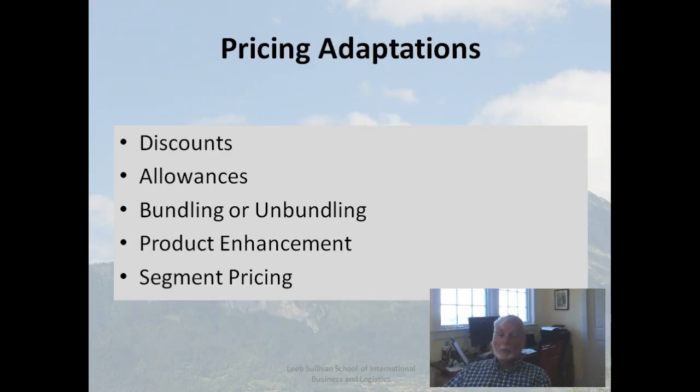And then ways that we adapt for pricing, we can do lots of different kinds of pricing. So we can offer discounts, we can offer allowances, and I'll go through what these things are. We can bundle products together, or we can unbundle products. So those of you who have cable services, you're buying a bundle. You're buying the cable service for your internet, you're buying the cable service for TV, and maybe you're buying your phone all bundled together at one price.